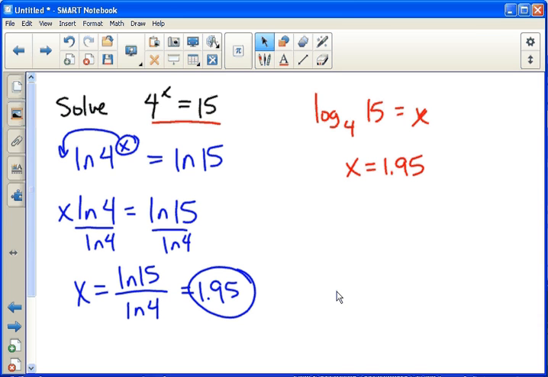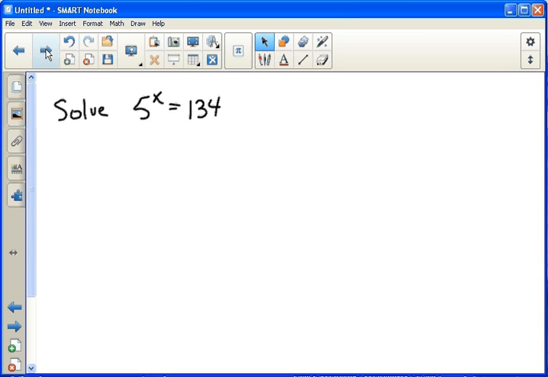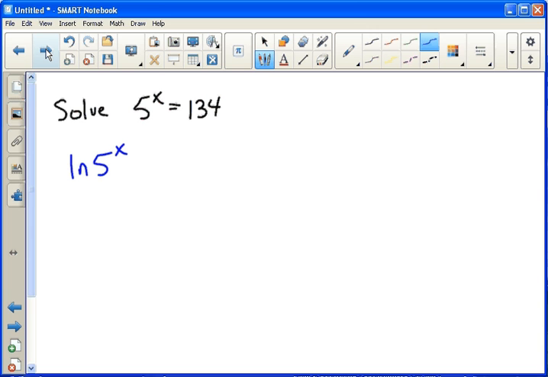Okay, solve 5 to the x equals 134. So again, my recommended way would probably be to take the natural log of both sides. Bring the x down front. That's a property of log that allows you to do that. And then divide both sides by the natural log of 5.